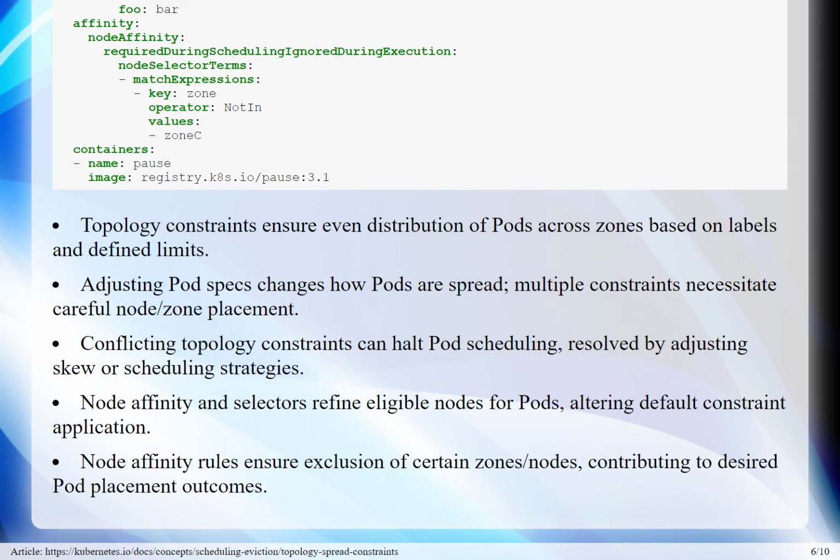Example: constraints with node affinity. A 5-node cluster across zones A to C has an exclusion for zone C. The manifest is formulated to ensure myPod is placed in permissible zones, affirming the impact of node affinity. Kubernetes respects these constraints in node placement, especially when specific zones or nodes need exclusion.